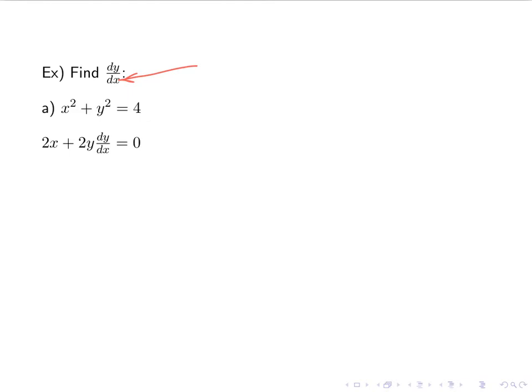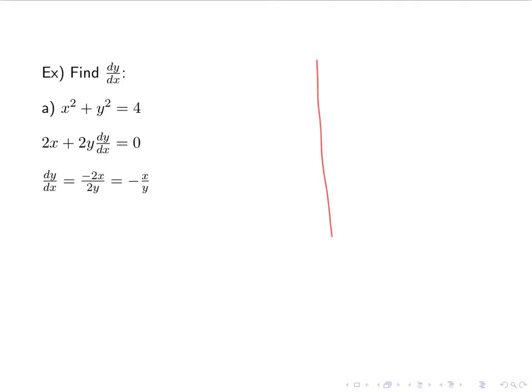I want to get dy dx by itself. So I'm going to subtract the 2x, divide by the 2y. So I have negative 2x divided by 2y. I'll clean it up, and I get negative x over y. So let's see what this means. Remember, the derivative is the slope of the tangent line.